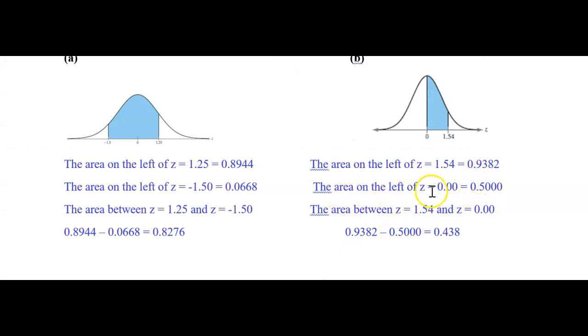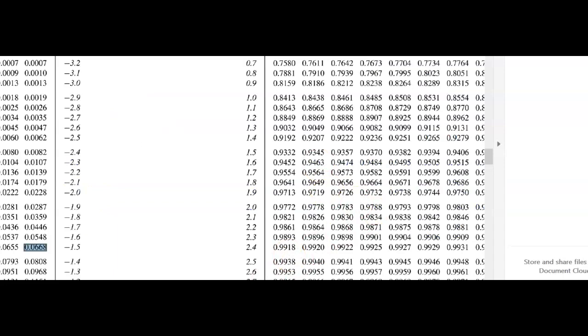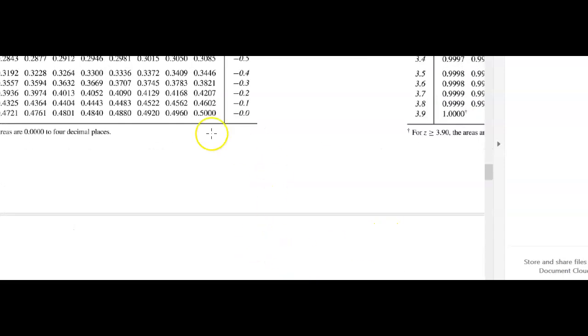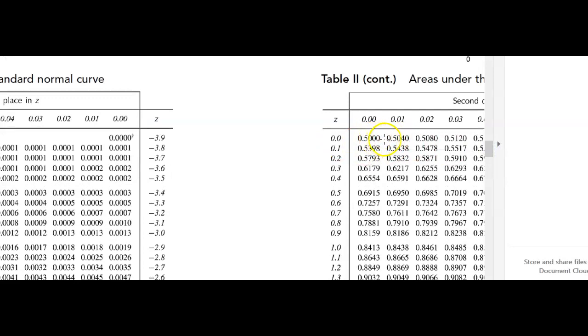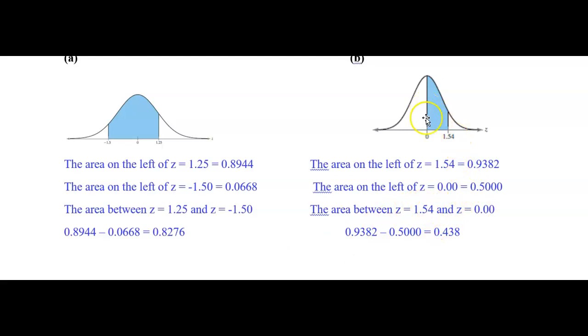The area to the left of 0. 0 is in the middle. Remember, 0 is in the middle. So you could find it here, the area to the left of 0, and they also double it up again. They mention it up here, the area to the left of 0, because negative 0 and positive 0 is the same number, right? It's a half. So the area between will be the area to the left of 1.54, which is 0.9382, minus the area to the left of 0, which is 0.5. 0.9382, let's see here.